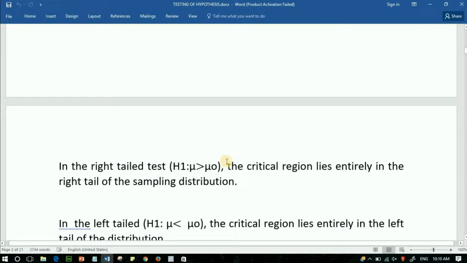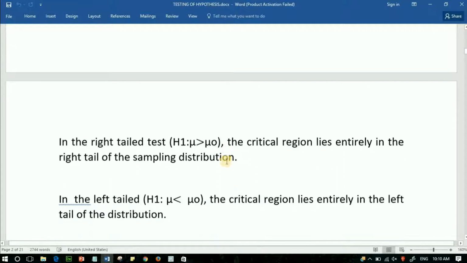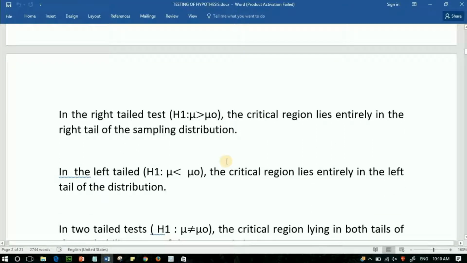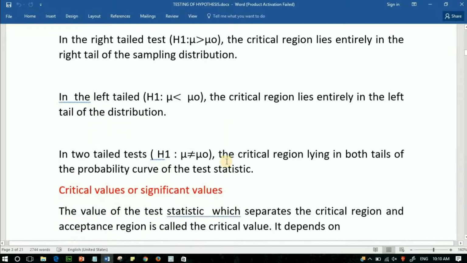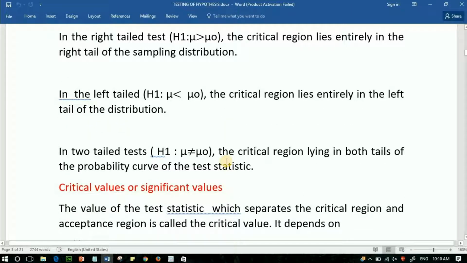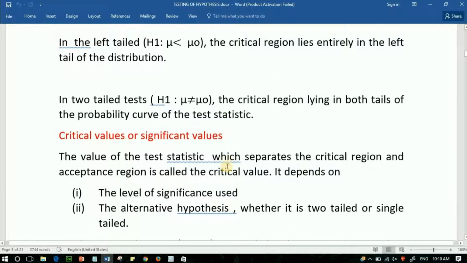In the right-tailed test, the alternative is H1 such that mu greater than mu0. The critical region lies entirely in the right tail of the sampling distribution. In the left-tailed test, H1 such that mu less than mu0. The critical region lies entirely in the left tail of the distribution. In two-tailed test, H1 such that mu is not equal to mu0. The critical region lies in both tails of the probability curve of the test statistic.